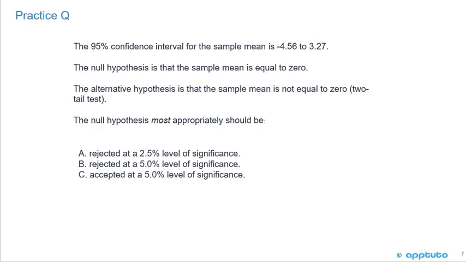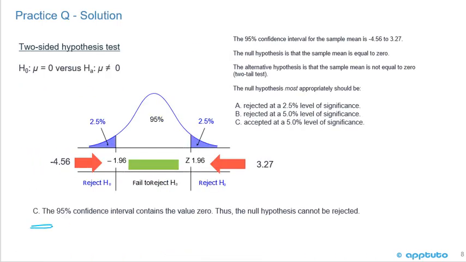So another practice problem to check our understanding. The 95% confidence interval for the sample mean is negative 4.56 to 3.27. The null hypothesis is that the sample mean is equal to 0. The alternative hypothesis is that the sample mean is not equal to 0. It's a two-tailed test. The null hypothesis most appropriately should be A, rejected at a 2.5% level of significance, B, rejected at a 5% level of significance, or C, accepted at a 5% level of significance. So the correct answer is C. The 95% confidence interval contains the value 0, thus the null hypothesis cannot be rejected.